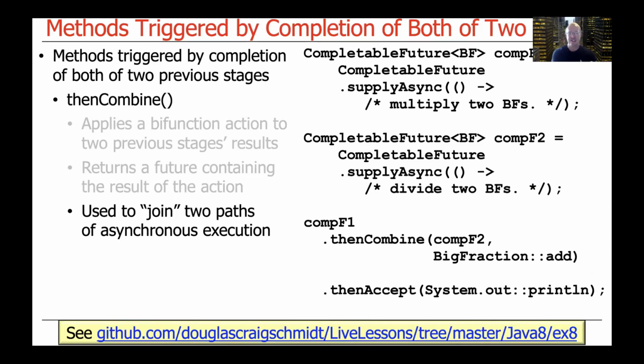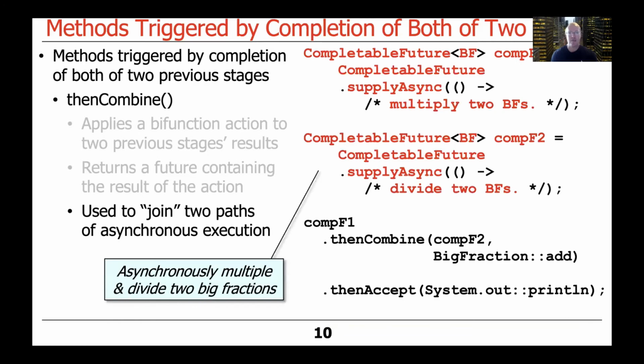And let's take a look at an example. This is an example you can find in my EX8 folder in my GitHub repository. So in this case, we're going to have two completable futures, compF1 and compF2. As you can see here, compF1 is going to be a completable future to an asynchronous computation that multiplies two big fractions together in a background thread from the common fork join pool. CompF2 is going to be a completable future to the results of performing division on two big fractions. So compF1, compF2, they both get kicked off. They're both running asynchronously in the background.